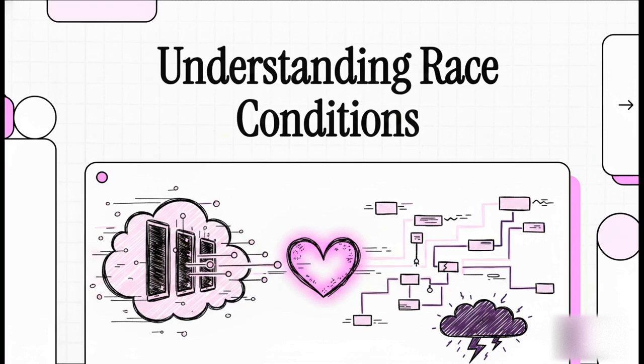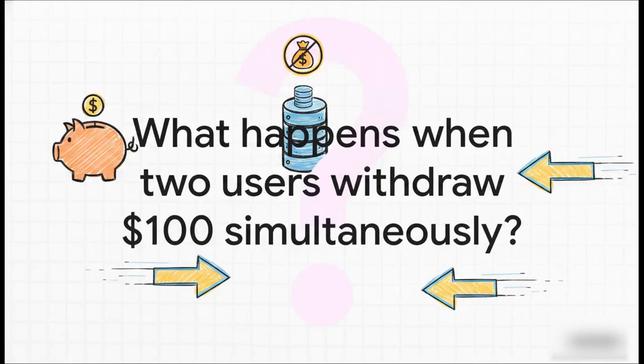Welcome to this explainer, where we're going to unpack one of the most notoriously elusive phenomena in software engineering. Let's set the scene with a highly simplified bank database. Imagine there's exactly $100 left in an account.